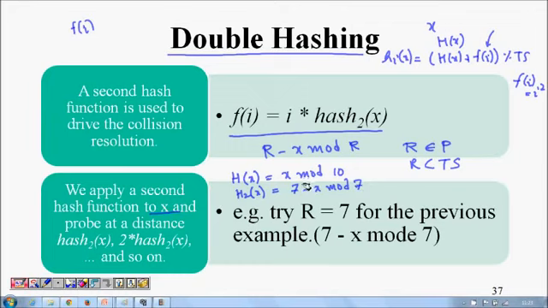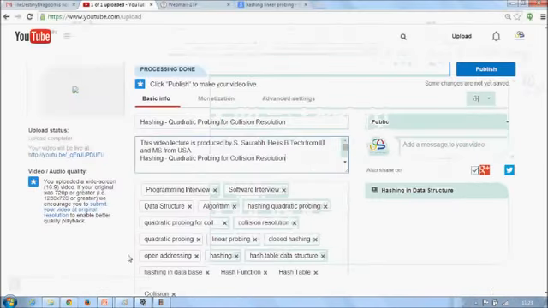We choose 7 because 7 is a prime number and it's less than the table size, so it should work fine. The important thing to note is that your second hash function should not evaluate to 0, because then see the disaster that will happen. If it evaluates to 0, then you try out f(1), f(2), f(3), but i times hash2(x), which is 0, will always give 0, so there will be no probing at all. No new locations would be found.